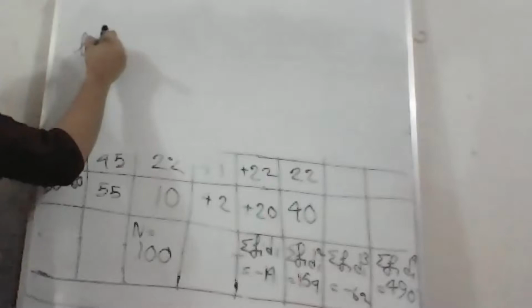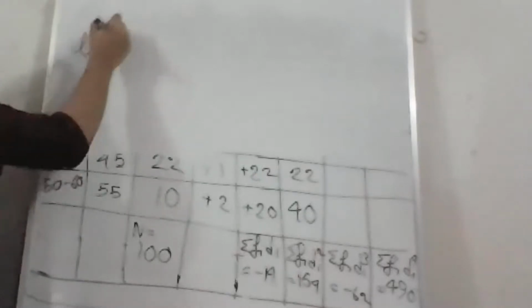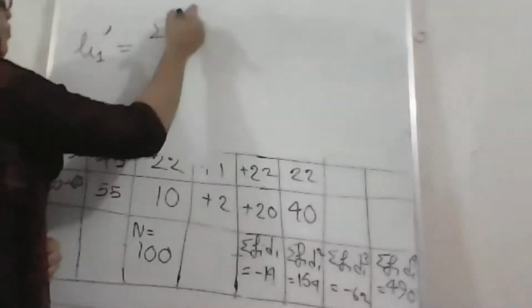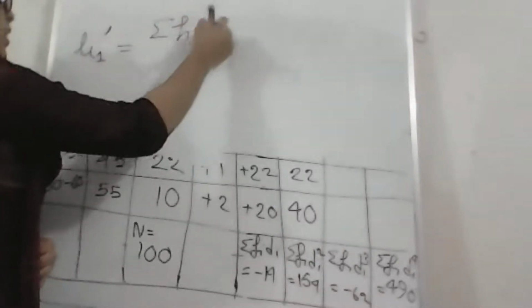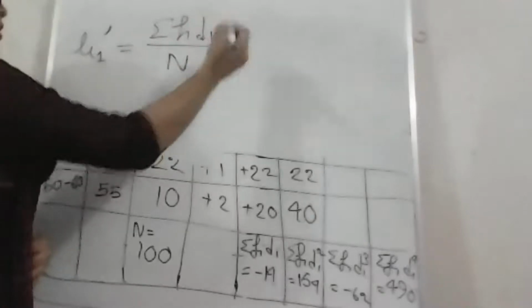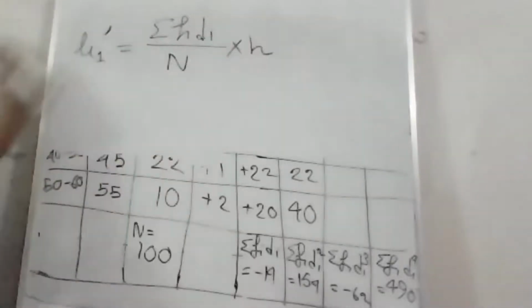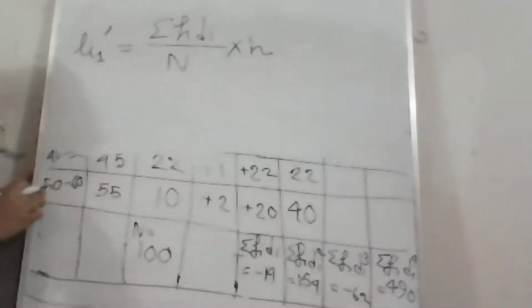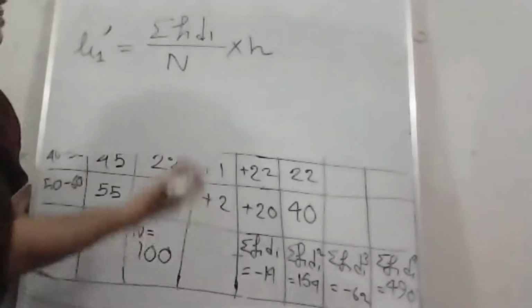You needed to find raw moments, and the first raw moment was... You need to use this prime sign to show that it is actually a raw moment. The first raw moment formula was summation of Fi di divided by n into h. What is h? H is our step size, and always our step size was 10. In each row there is a step size of 10, so h is always 10.